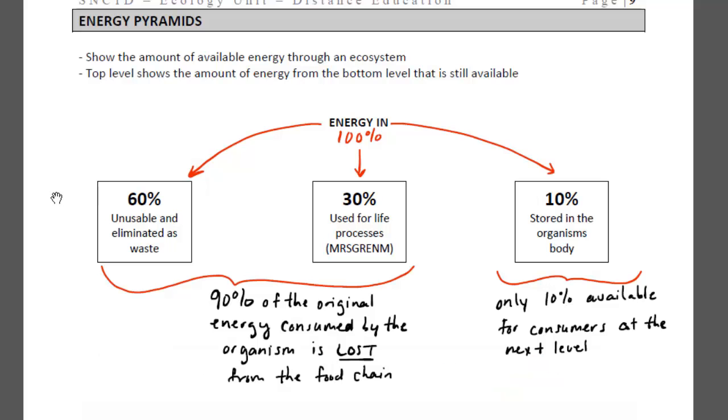Let's get into our last topic here, energy pyramids. Now, energy pyramids are basically a graphical way to show the amount of available energy that's passing through an ecosystem.